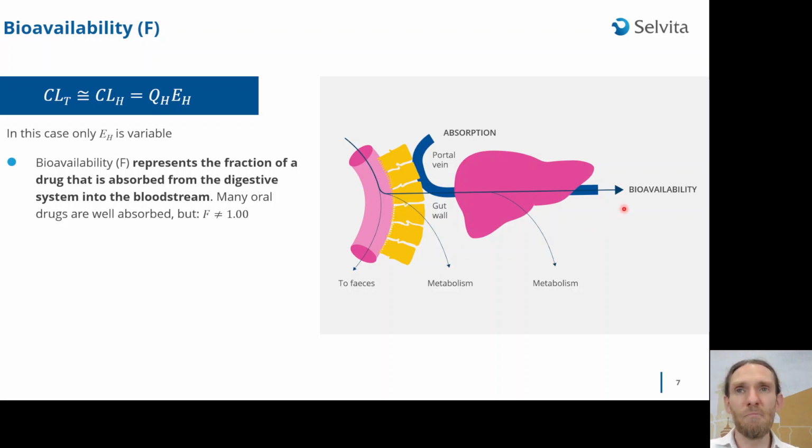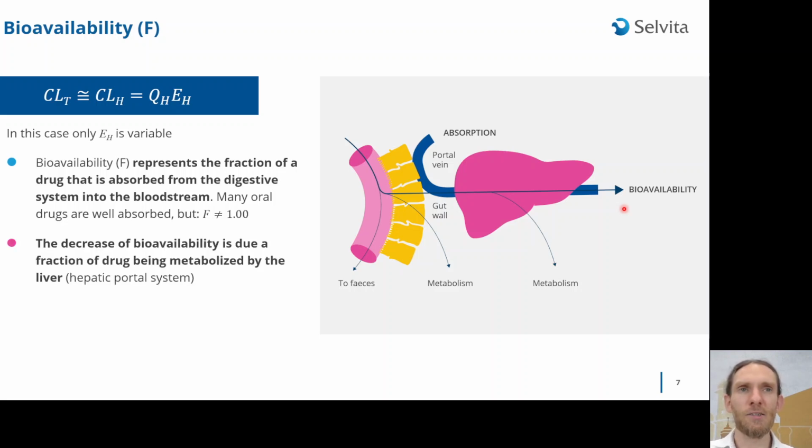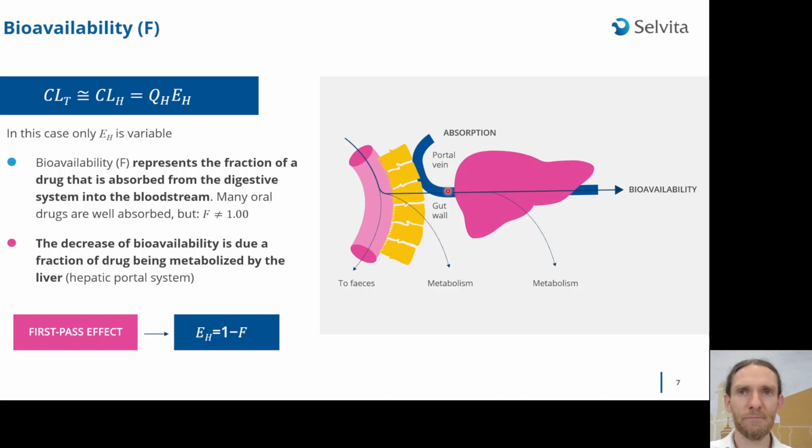And despite many drugs being very well absorbed, their availability is still not 100%. This is because these drugs are being metabolized by the liver as they enter the system. This is the so-called first pass effect. And the bioavailability will be 1 minus the extraction ratio. And of course, the extraction ratio is 1 minus the bioavailability.